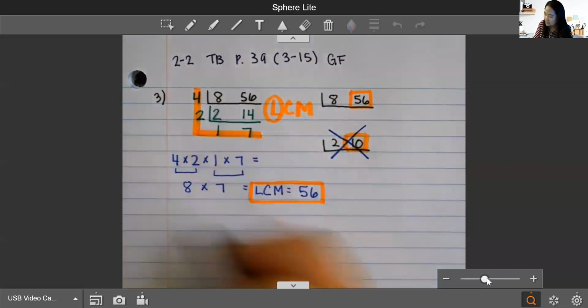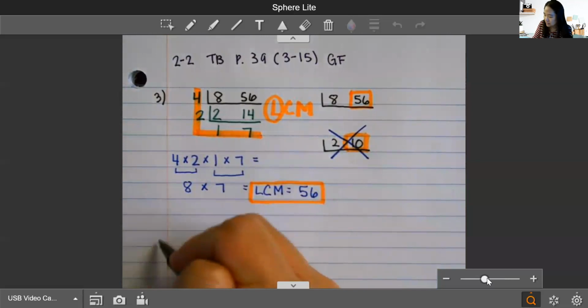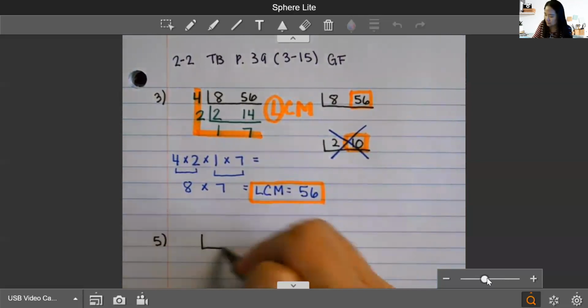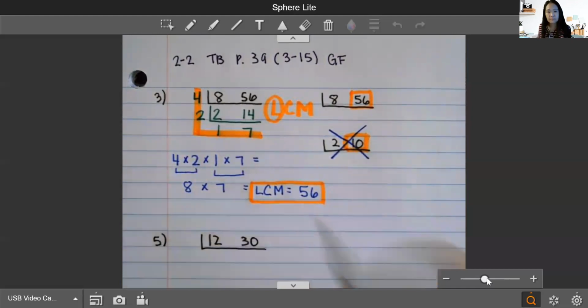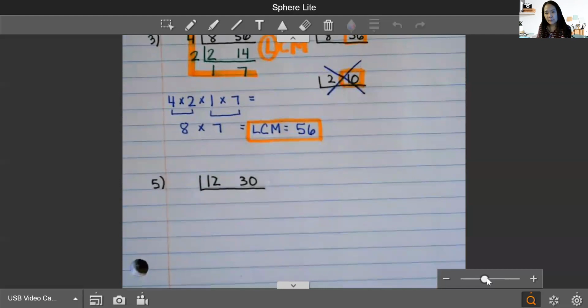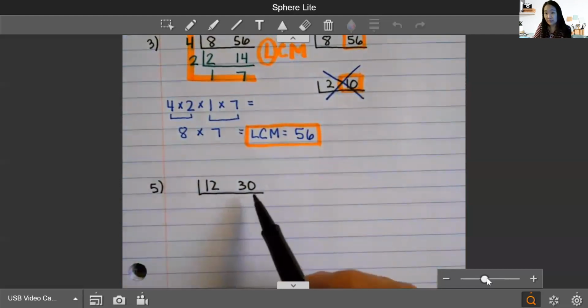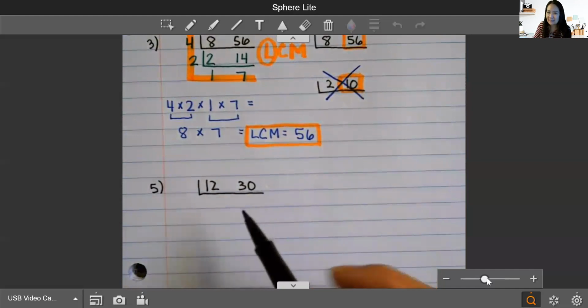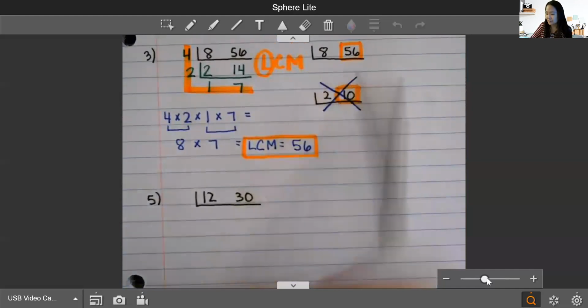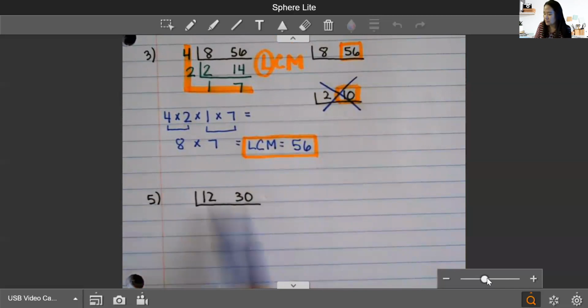All right, I'm going to skip a couple lines, and now I'm going to copy down number 5. So I need to find the least common multiple of 12 and 30. The first thing I'm going to do is ask myself, does 12 go into 30? Is 12 a factor of 30? It's not, so I cannot use the shortcut that I talked about. So I'm just going to divide as usual.